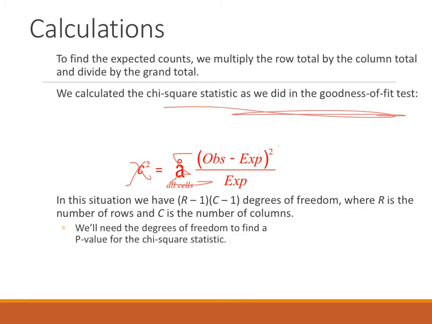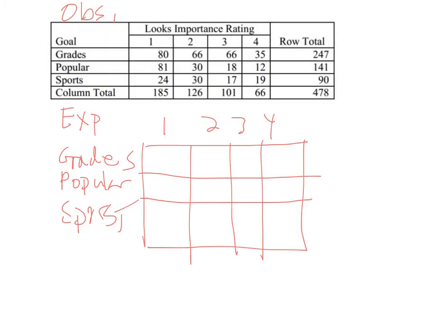So I'm going to walk you through it once just so you see where they're coming from, because I think in this case it's good to know that. So let's show you how to get these expected counts. The process of doing it this way is I'm looking for the expected count for somebody who felt looking good was number 1, and getting grades was number 1 for their goal. And that value should go right there.